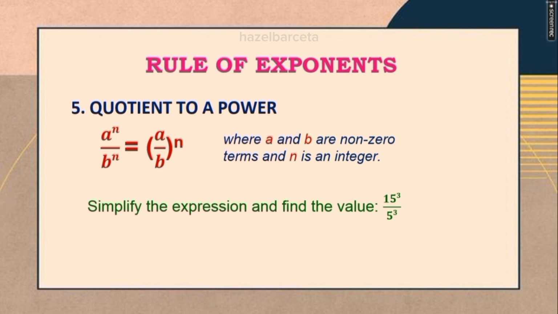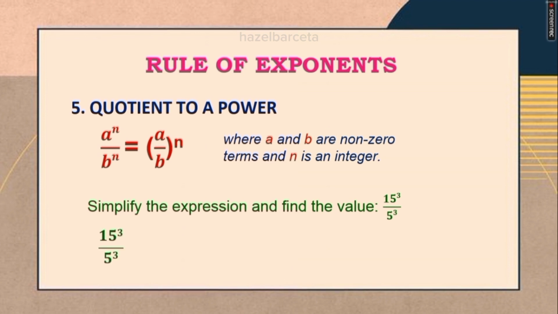Example, simplify the expression and find the value of 15 cube over 5 cube. So, 15 cube over 5 cube is equal to yung base po natin, 15 over 5 raised to 3. Copy the common exponent, wherein 15 divided by 5 is equal to 3. Copy the exponent 3. Therefore, 3 times 3 is equal to 9 times 3 is equal to 27. Kasi ang tanong po ay value. So, the answer is 27.